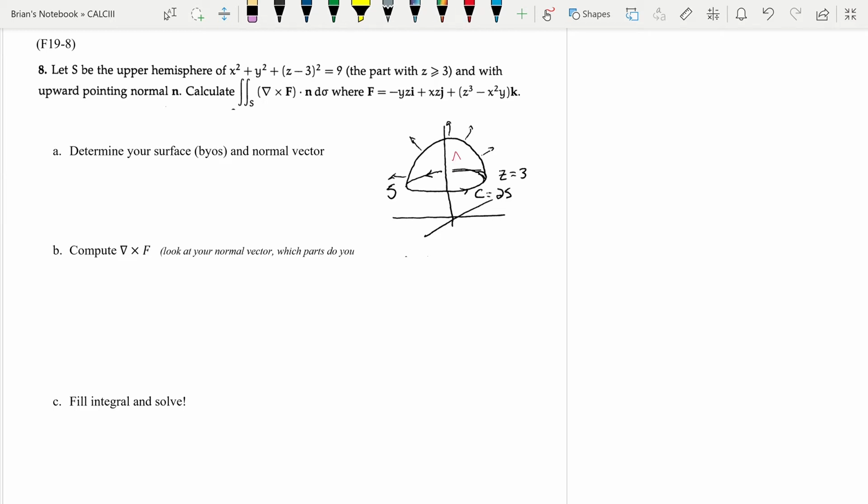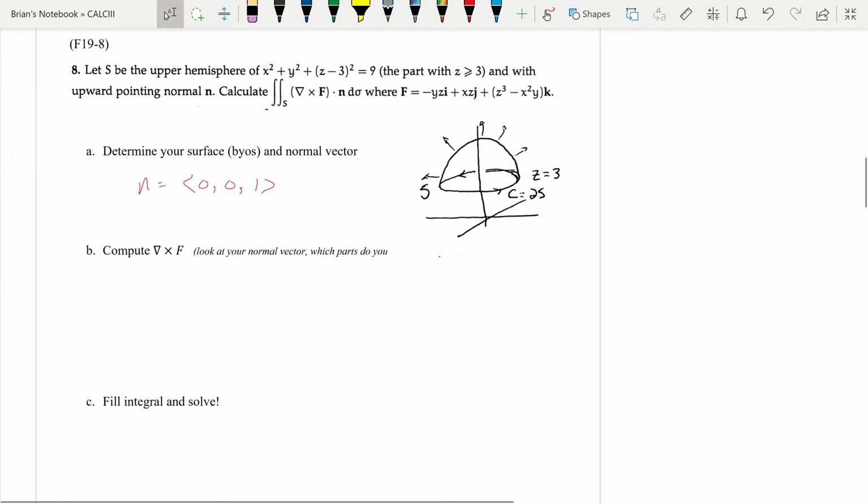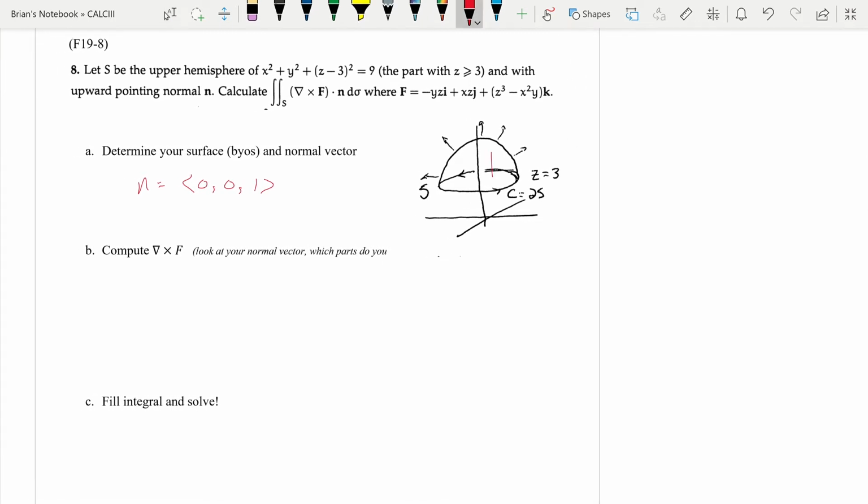So our normal is just, remember we talked about in lecture, it's 0, 0, 1 because it has no direction in it. It's going straight up, so it has no direction in the x, no direction in the y, and normal vectors are always unit vectors. So it's pointing just 1 on the way up.